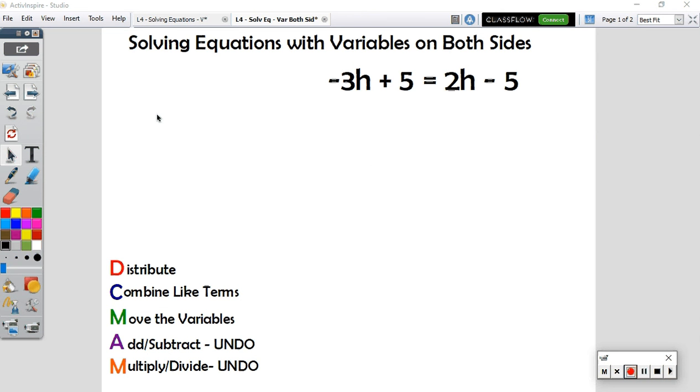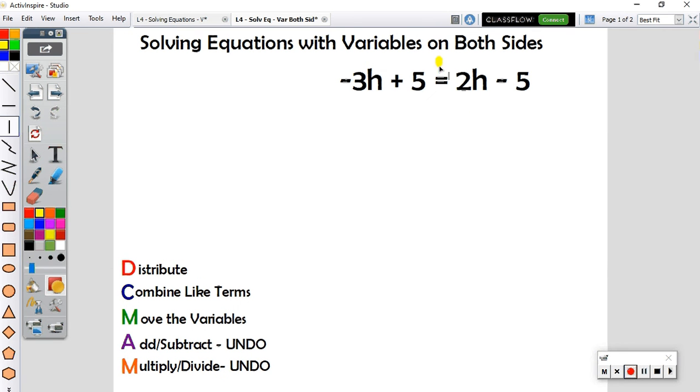So I'm going to show you how to use your own problems here. Okay, when you look at this, we have nothing that needs to be distributed, and there are no like terms that we can combine. So remember, when we do these problems, what we want to look at is each side of our equation. So let me draw a line here to kind of split us in half.